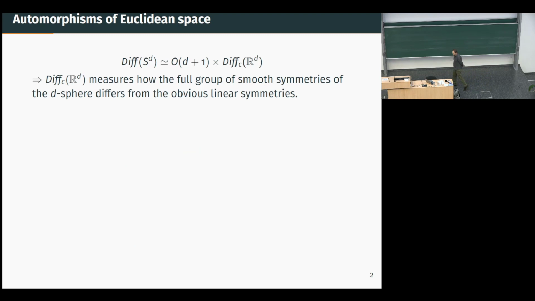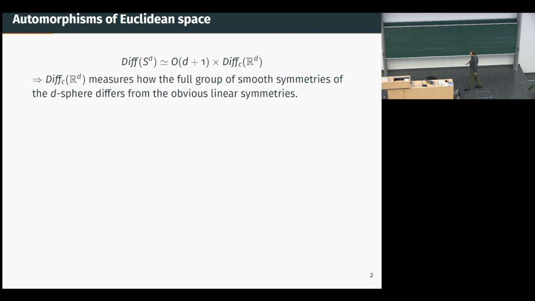So here's another point of view on this. There's a canonical decomposition of the group of diffeomorphisms of the D-sphere into the isometric diffeomorphisms, the group O(D+1), which is the sort of diffeomorphisms that we think about when we think about manipulating a sphere. The group of diffeomorphisms of the sphere is not O(D+1). It's O(D+1) times the compactly supported diffeomorphisms of R^D. This is not very difficult, but what it means is that these compactly supported diffeomorphisms of R^D are exactly the difference between all smooth symmetries of the sphere and the ones that we are able to think about, basically the linear isometries or things like that.